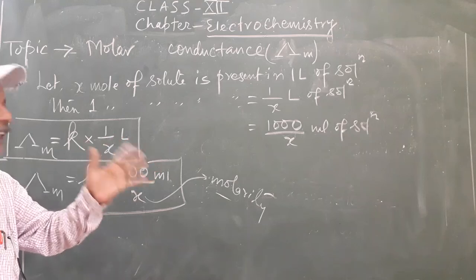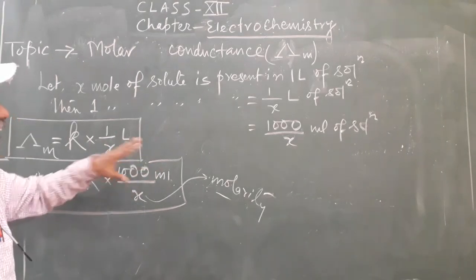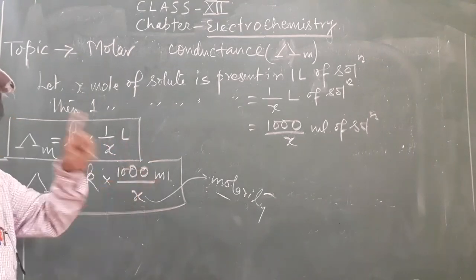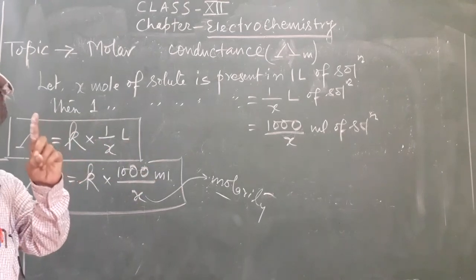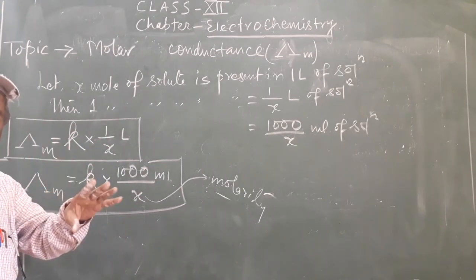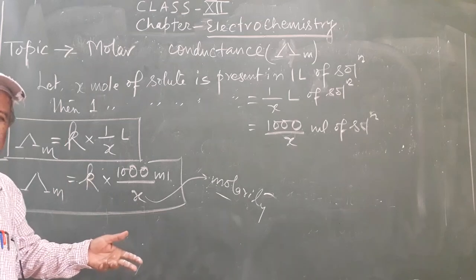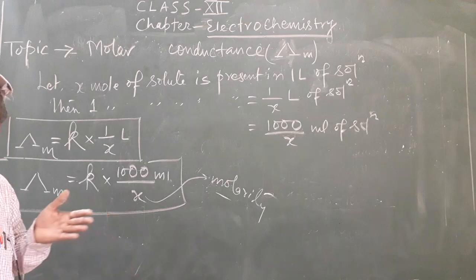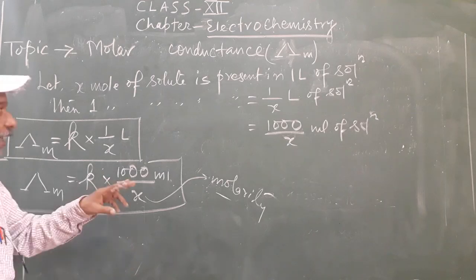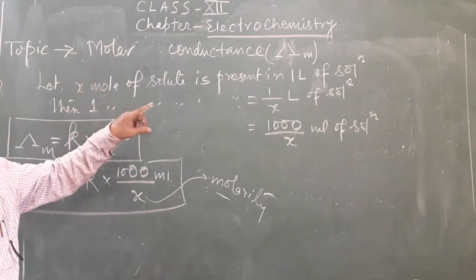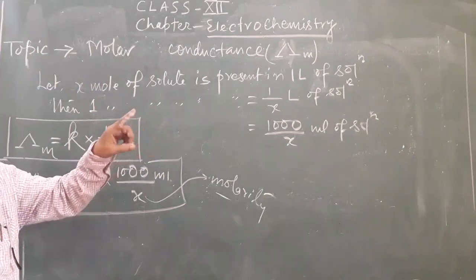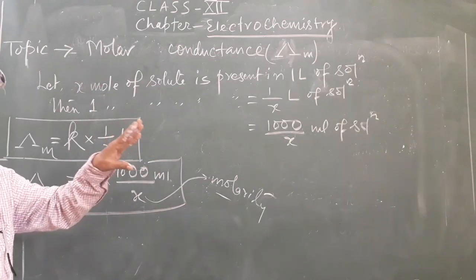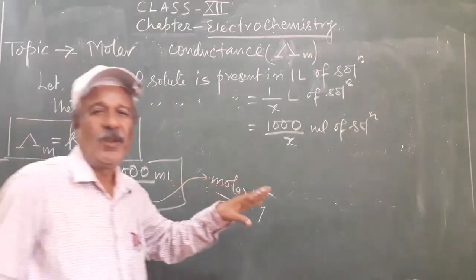Okay, so students, here we have studied about introduction of electrochemistry, then two types of conductance, metallic and electrolytic conductance, and then further a specific conductance and molar conductance. Correct? Thank you all in this video.